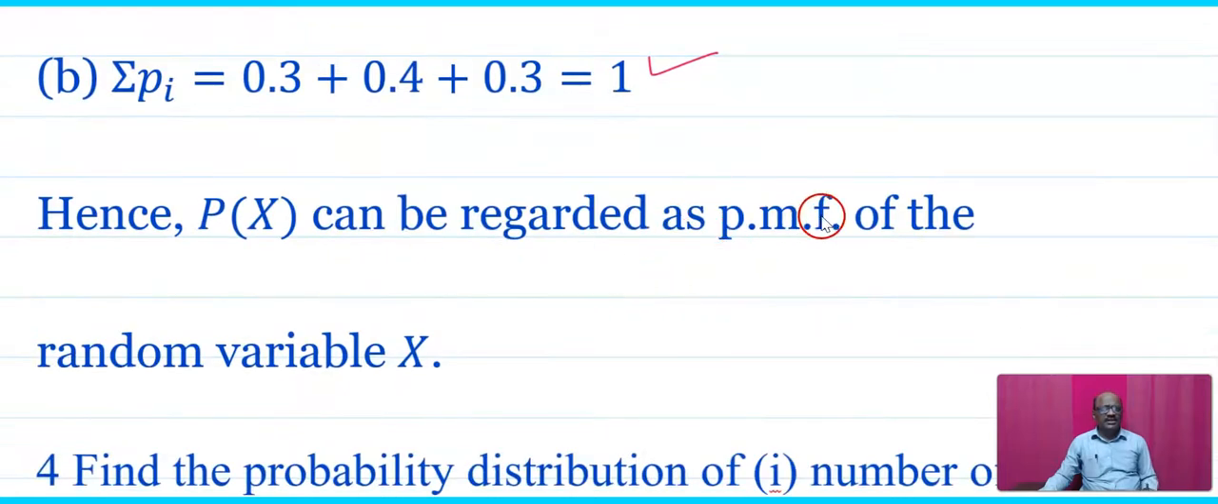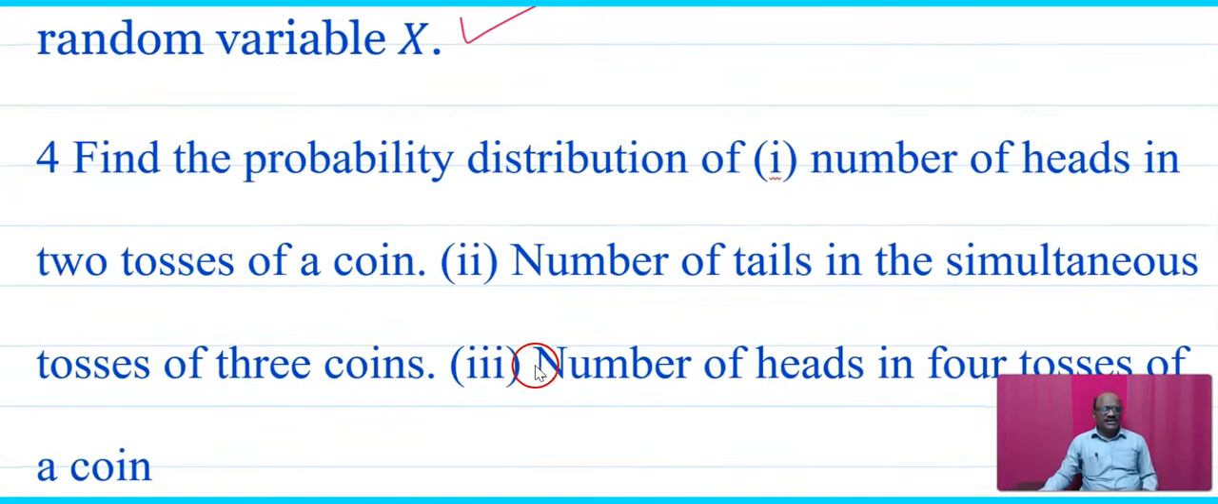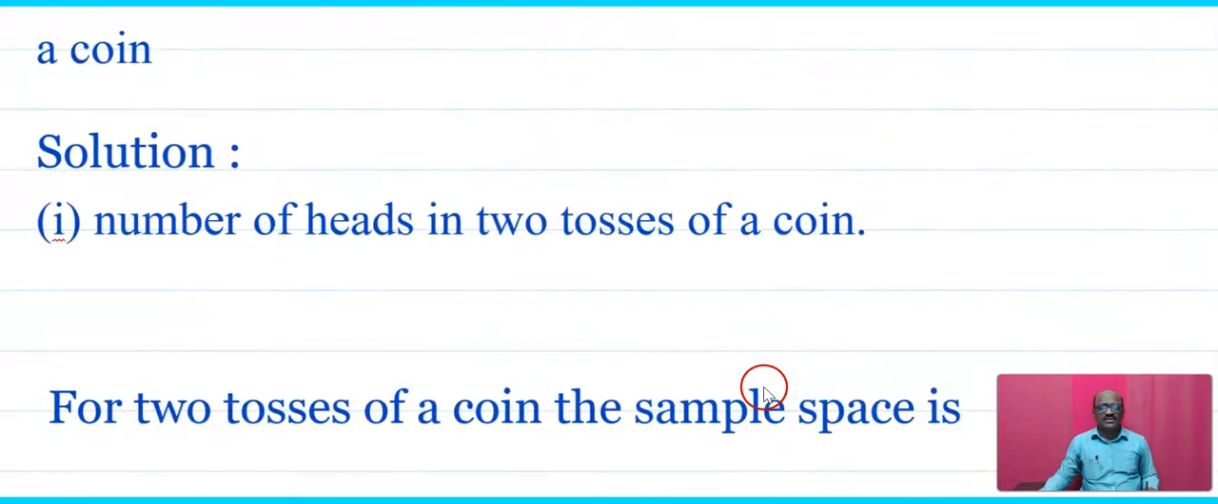Therefore, P of X can be regarded as the PMF of a random variable. Okay. Next, find the probability distribution of first, the number of heads in 2 tosses of a coin; the number of tails in simultaneous tosses of 3 coins; the number of heads in 4 tosses of a coin. Now see this here. The first, the number of heads in 2 tosses of a coin.